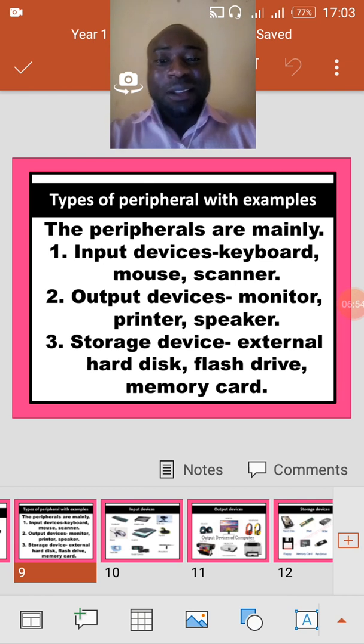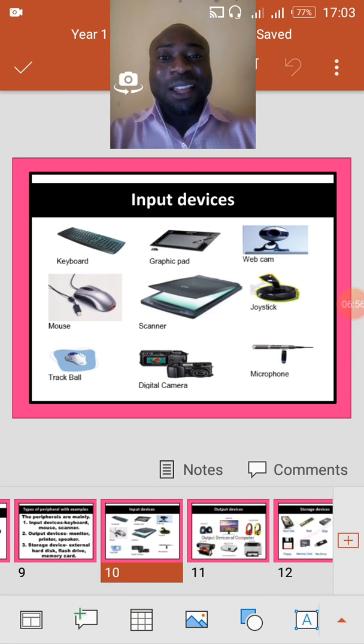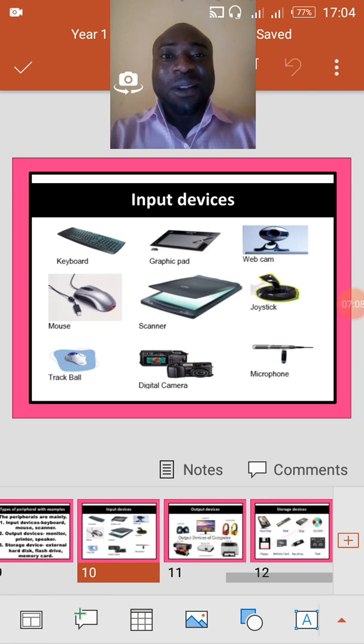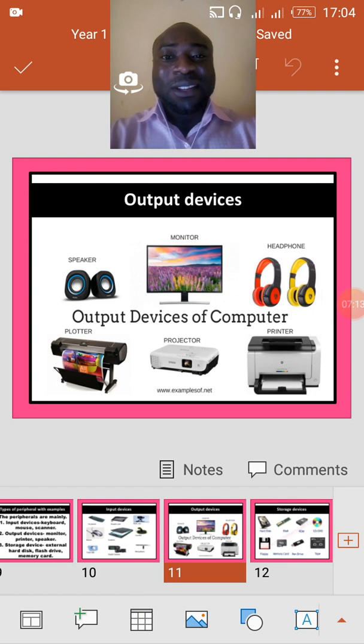So let's look at the inputs. These are input devices. We have keyboard, mouse, trackball, scanner, digital camera, graphic pad, webcam, joystick, microphone. They are all called input devices. Now let's look at output devices, the devices that help us to display our work. So these are output devices: the speaker, the monitor, the plotter, the projector, the printer, and the headphone.